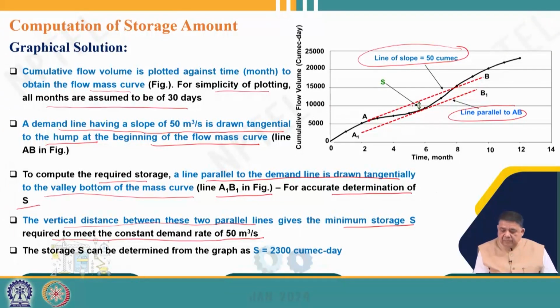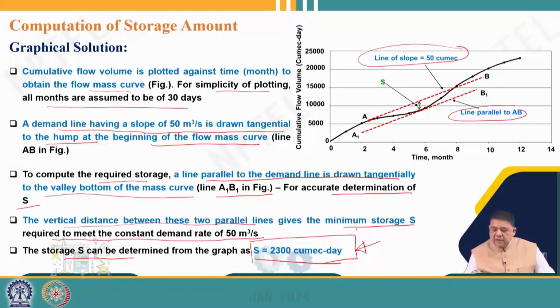required, and from the graph we find the storage S that is required to sustain a demand of 50 cubic meters per second is 2300 cubic days. So, this much volume of water must be stored in the reservoir if we want to sustain this average supply of 50 cubic meters per second. So, this is the graphical solution.